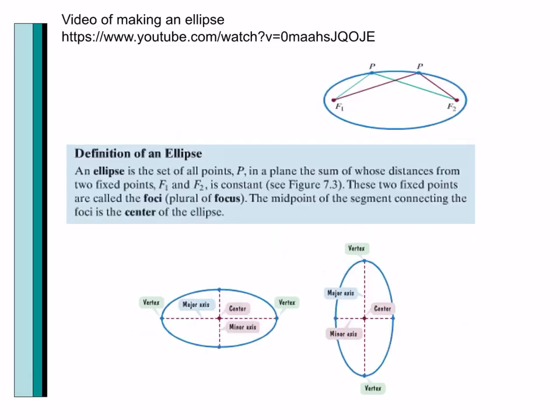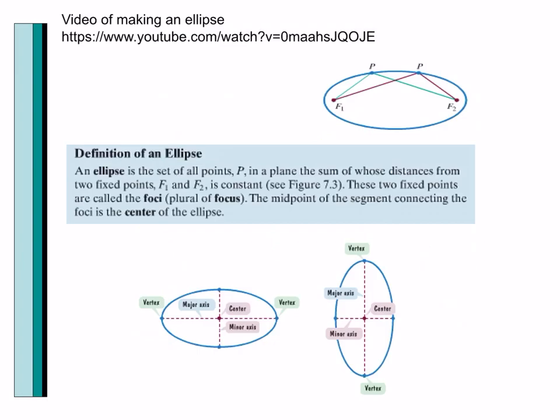The definition of an ellipse is a set of all points in a plane such that the distances from 2 fixed points, called the foci, is constant. So it sounds like a very strange definition, but if you want to see how you can make an ellipse pretty easily with a piece of string, you can look at the video that's put there for you.